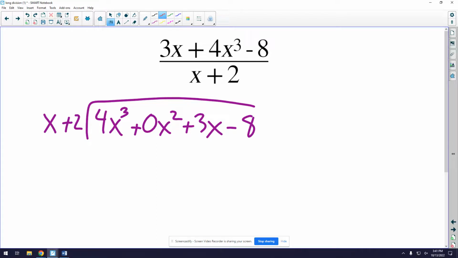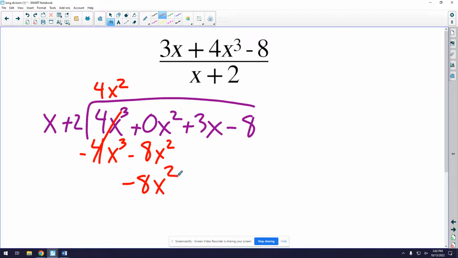4x to the third divided by x is 4x squared. Distribute that to both of those terms. 4 times 2 is 8x squared. They're both positive, but since I'm going to subtract, they really need to both be negative. Those cancel. 0 minus 8 is negative 8x squared. Bring down your plus 3x and your minus 8. Negative 8x squared divided by x is negative 8x.